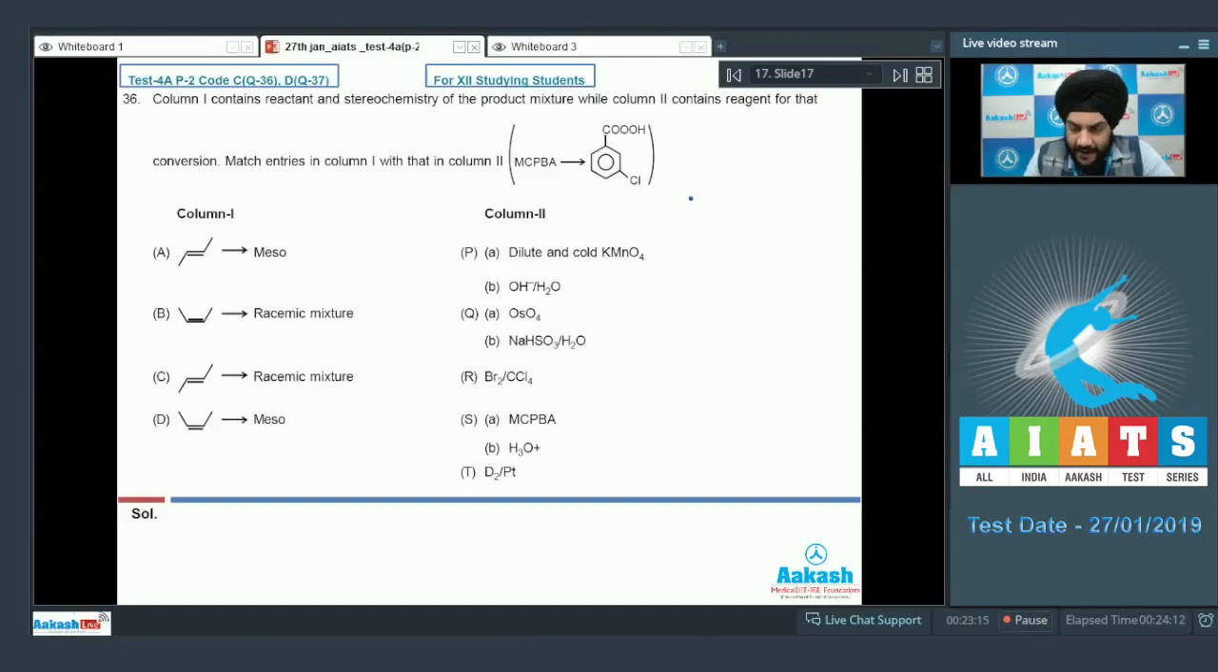product as we change the stereochemistry of the reactant. So if we look at the entries in column 2, there are two sets of reagents, one which cause syn addition and one which cause anti-addition. If you look at the species which cause syn addition, we're going to have option P, we're going to have option Q, and we're going to also have option T. Whereas if you look at options R and S, they cause the anti-addition.